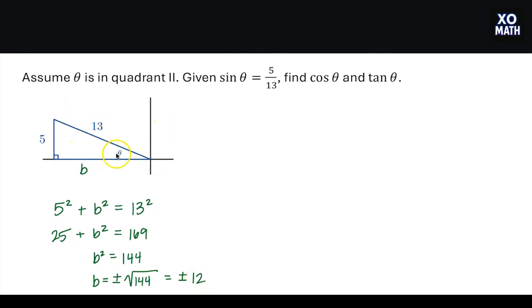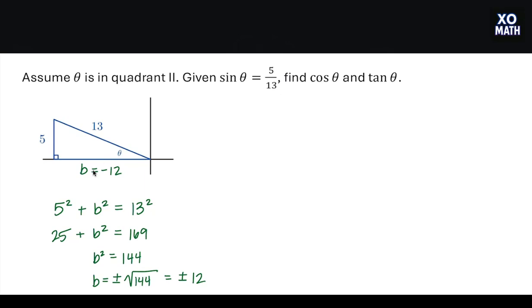However, we have constructed a triangle in quadrant 2, and this value of b is going left from the origin. So if I go left from the origin, those are negative values on the x-axis, so the value of b I'm going to choose is negative. So b, this missing side length, is negative 12.